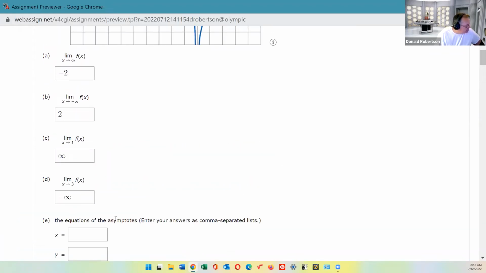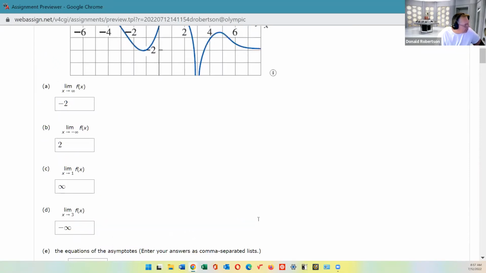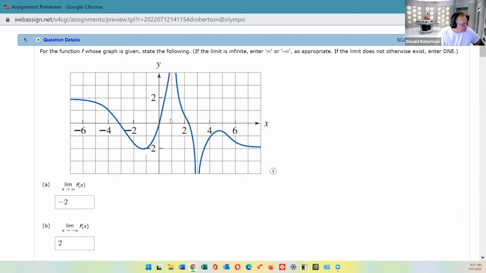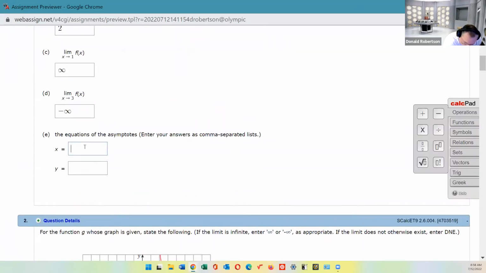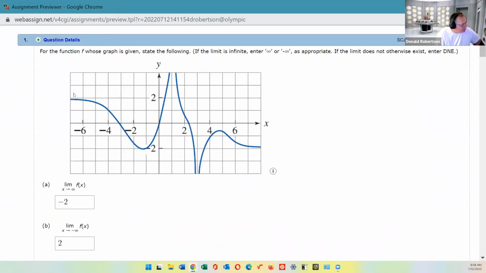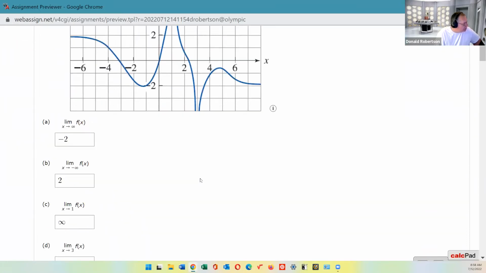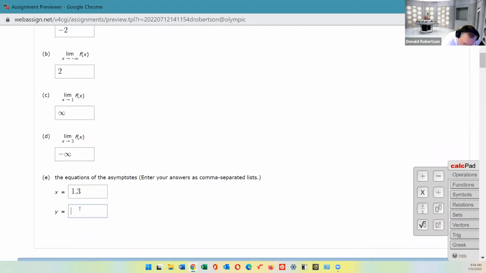The equation of asymptotes, enter the answer as a comma separated list. There are 2 vertical asymptotes. There's one at x equals 1 and the other one is at x equals 3. So they want you to put x equals 1, 3. That's how you do it. That's the comma separated list. Now there are horizontal asymptotes. There's one over here where it levels off at 2, and there's one over here where it levels off at -2. Those are the equations y equals -2, and y equals 2.